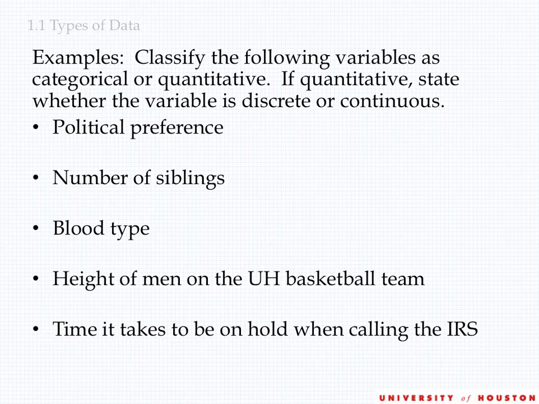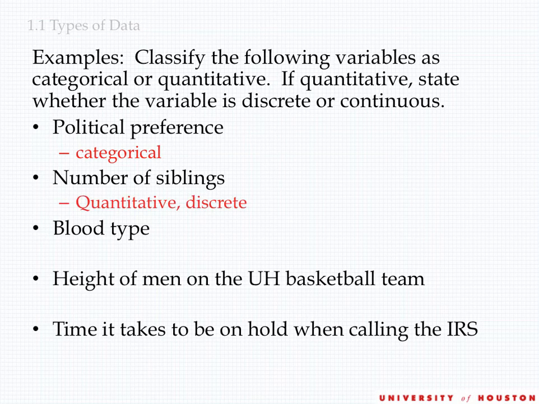In the following examples, let's classify the variables as categorical or quantitative. If they are quantitative, we will state whether the variable is discrete or continuous. Political preference is a categorical variable. Number of siblings is quantitative and discrete because we can count the number of siblings. Blood type is categorical.